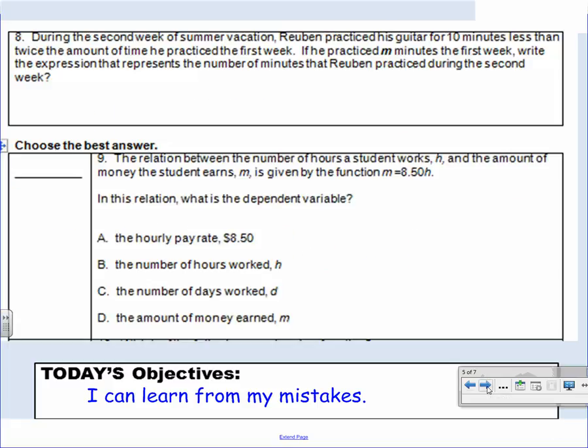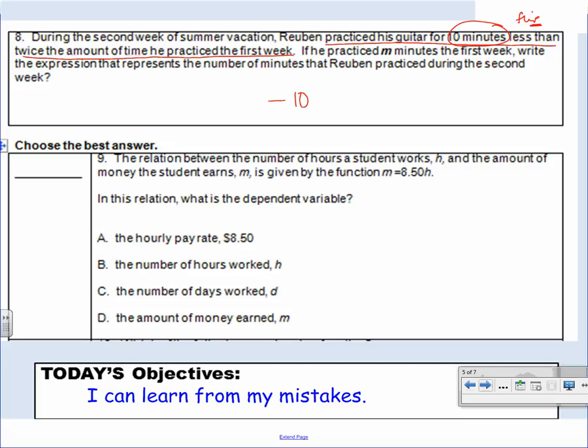Number 8, during the second week of summer vacation, Ruben practiced his guitar for 10 minutes less than twice the amount of time he practiced the first week. If m represents the minutes practiced in the first week, write an expression that represents the number of minutes that Ruben practiced during the second week. So, less than tells us we're minus, but it's also a flip. A flip means that what comes before the less than, the 10 minutes, is going to come afterwards. So I put a 10 after the minus.